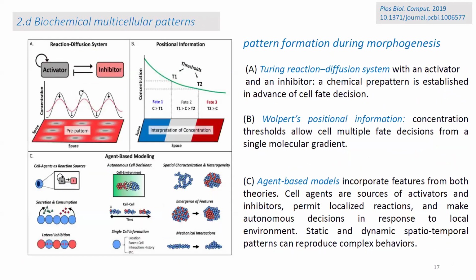But if we go to the case typical in biochemistry, two schemes dominate or seem to dominate the field: the Turing reaction-diffusion system based on activators and inhibitors, and the Wolpert positional information concept, which uses one or more morphogen gradients that allow multiple phase decisions for the cell from single or different combinations of molecular gradients.